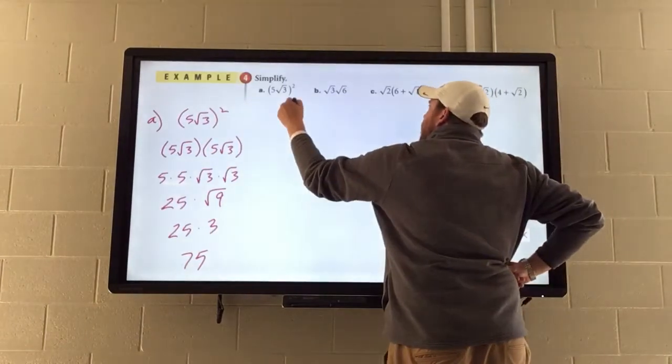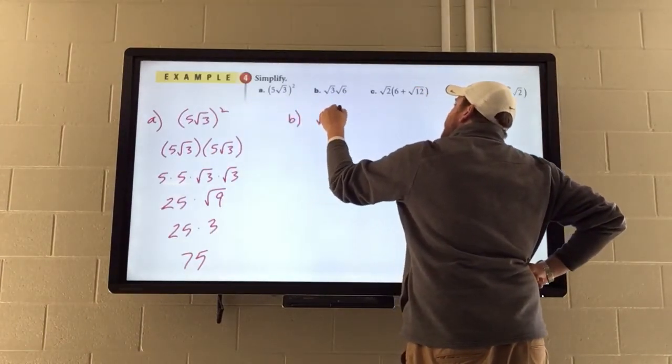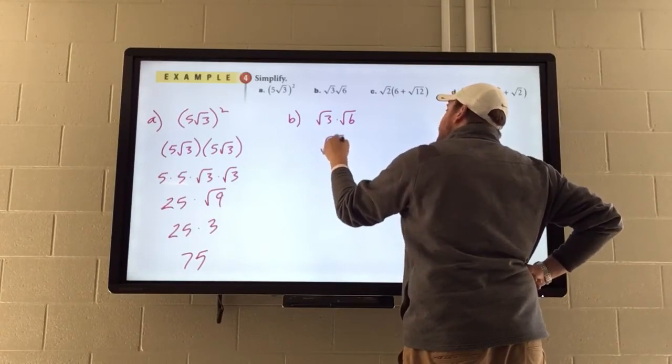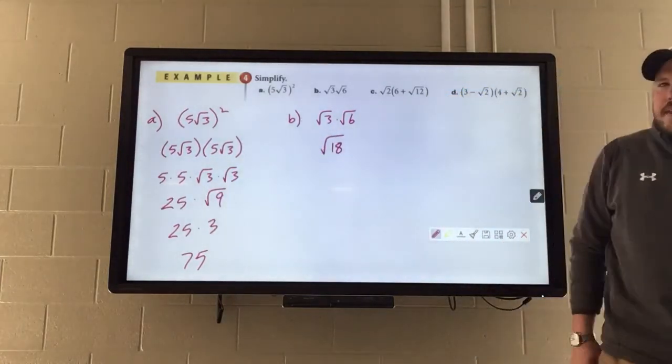Example B, the square root of 3 times the square root of 6. I'm going to go ahead and multiply those together to give me the square root of 18. Now let's write that in simplest radical form. We need the biggest perfect square that divides 18. That's 9. I can rewrite this as the square root of 9 times the square root of 2, or 3 root 2.